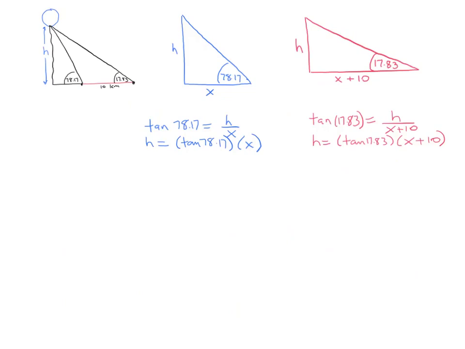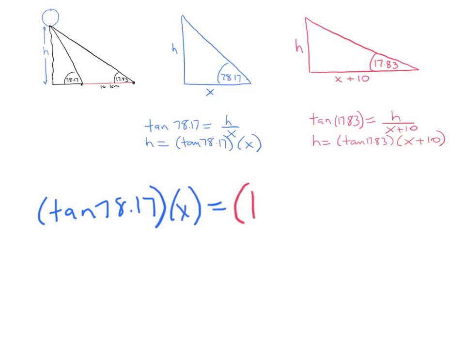Now since h is equal to this expression and h is also equal to this expression, we can say that this expression is equal to this expression. Tan of 78.17 times x is equal to tan of 17.83 times x plus 10.